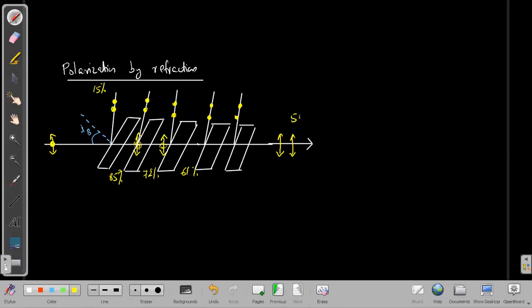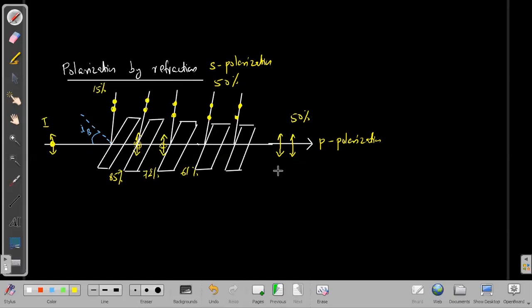Okay, so the 50 percentage of the incident light, suppose the intensity is I, then 50% of I, the intensity, would be transmitted this side and 50% would be reflected this side. So this side will have S polarization, and here we have P polarization, which is a double-sided arrow. So this is the complete explanation of the polarization by refraction.